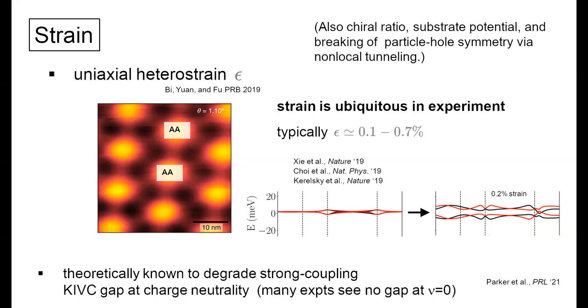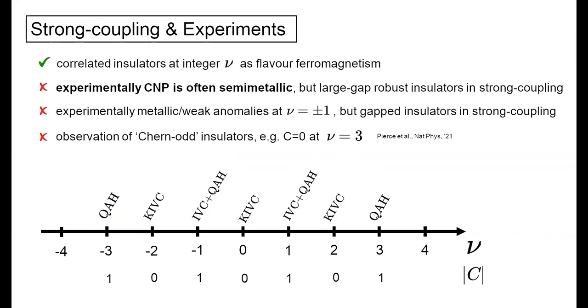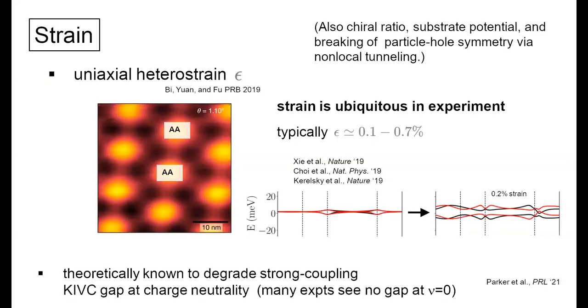And this was pointed out, I think, first by Fuen's group, and it was pointed out by Ashwin's group that even this small amount of strain is enough to really degrade the KIDC gap at charge neutrality. That was one of the things that was problematic here: charge neutrality is often semi-metallic in an experiment, even though strong coupling predicts a strong insulator.